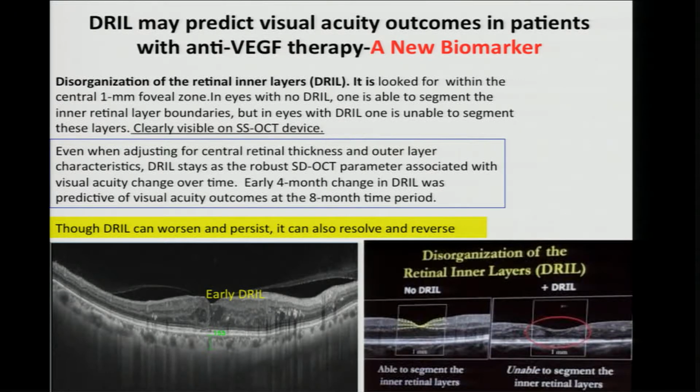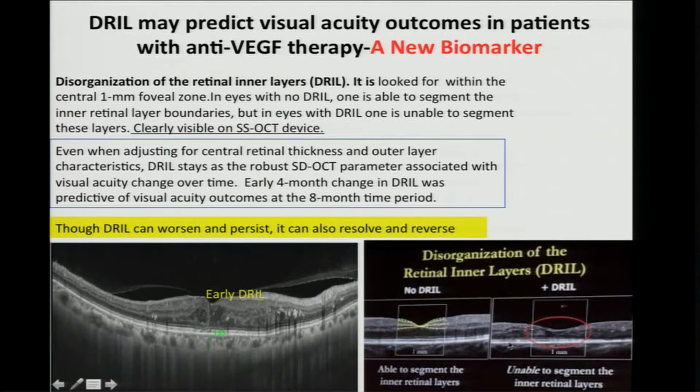Now, there is another new biomarker which we should all know. When you have to predict the visual outcome, it is not the thickness and the visual acuity only. They've said that this new biomarker may be predicting the visual acuity much better than the visual acuity and the foveal thickness which we do on the classical OCT. So when we look for this sign, DRIL is basically disorganization of the retinal inner layers. Therefore, it's got the short acronym DRIL.